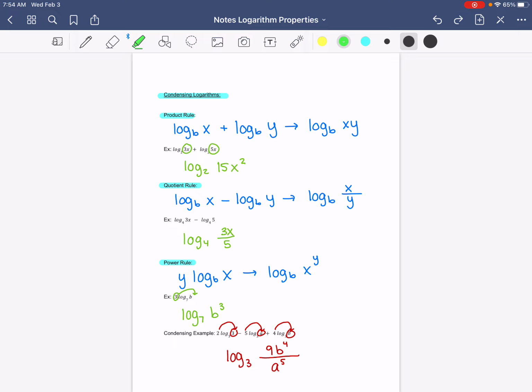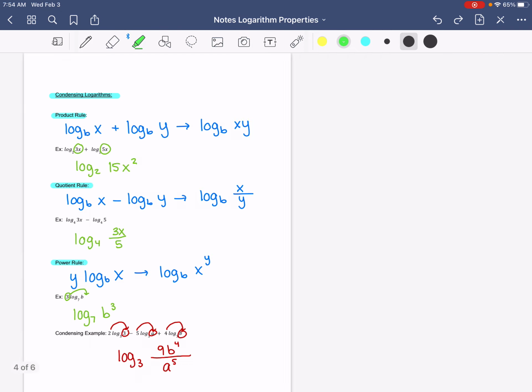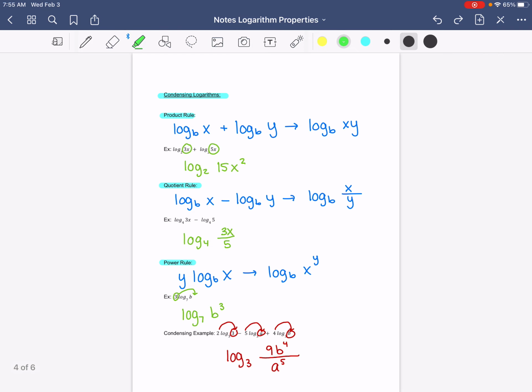condensed problem. That's what you guys will see on your homework tonight using these 3 rules. So these notes need to go on slide number 8 and slide number 9, and then the homework practice problems are on Delta Math.